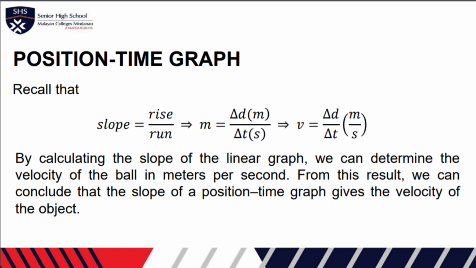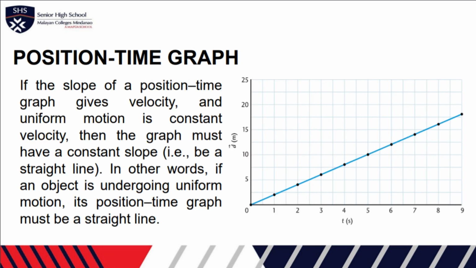The second one is the position time graph. Still the very first graph, the position time graph. Now, if the slope of a position time graph gives velocity and uniform motion is constant velocity, then the graph must have a constant slope. In other words, if an object is undergoing uniform motion, its position time graph must be a straight line.